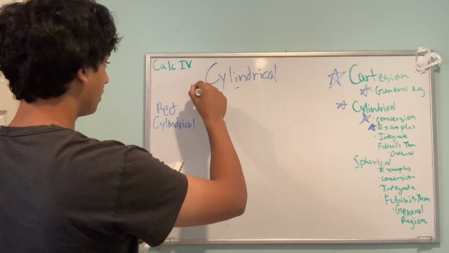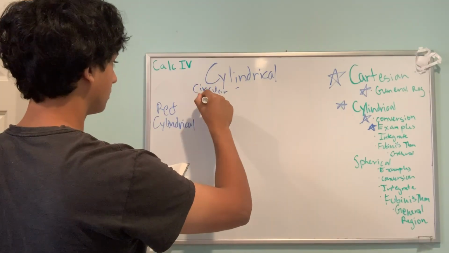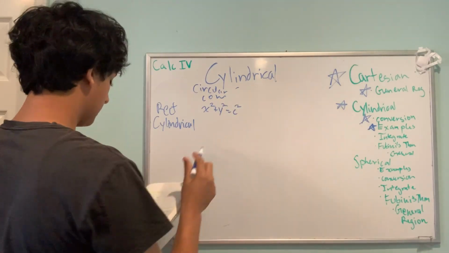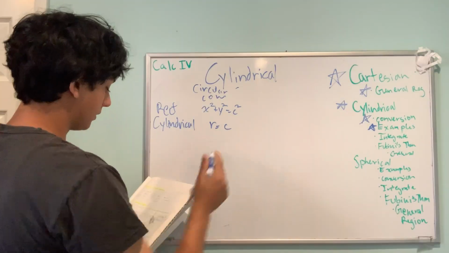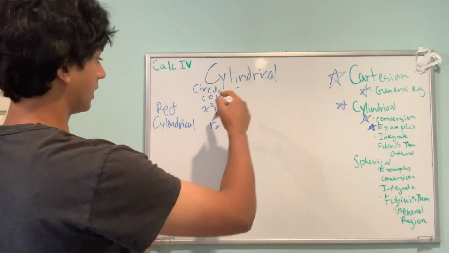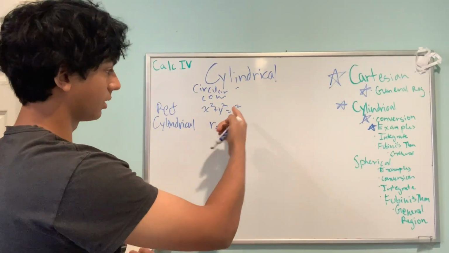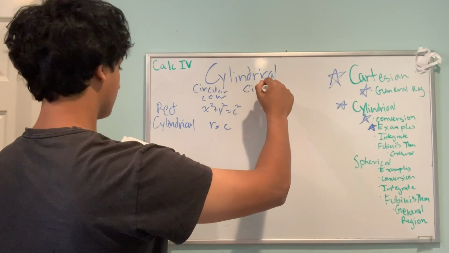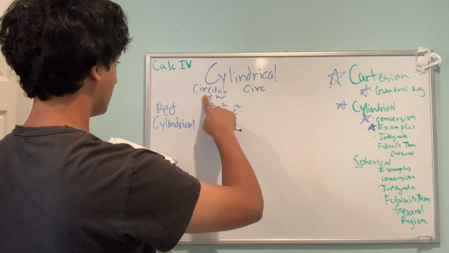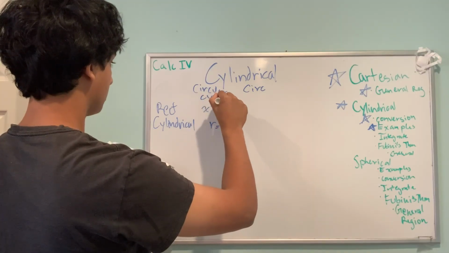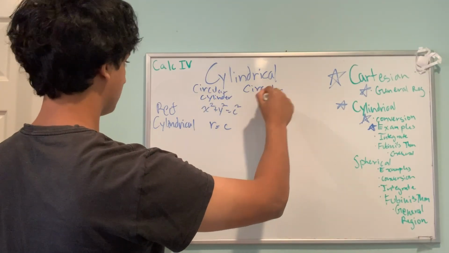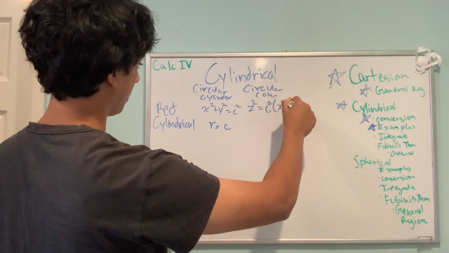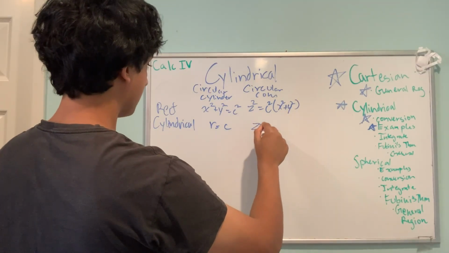So, a circular cylinder: x squared plus y squared equals c squared. And this is just r equals c, because this is r squared equals c squared, take the square root, so that's how you derive that. Sorry, this should be a cylinder. This is a circular cone: z squared equals c squared times x squared plus y squared. This is z equals cr.